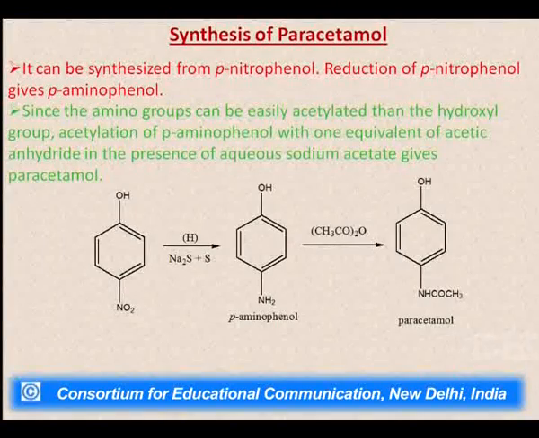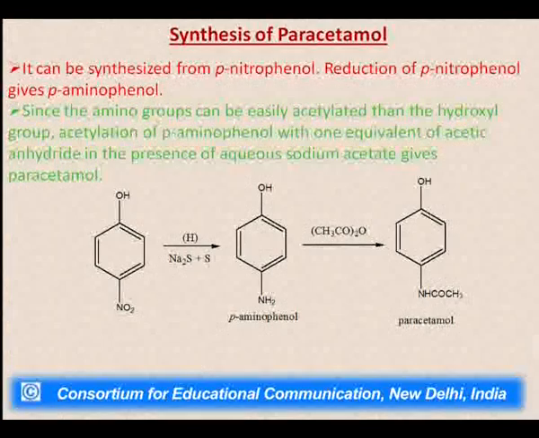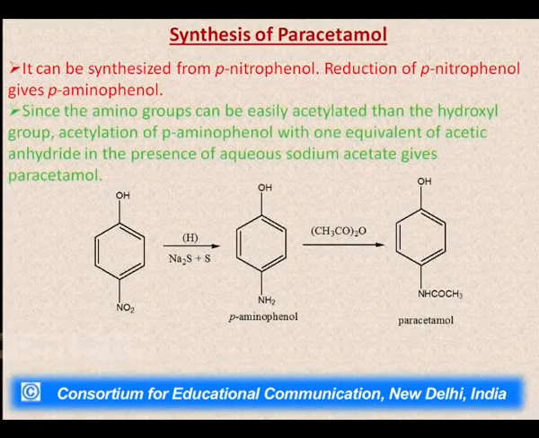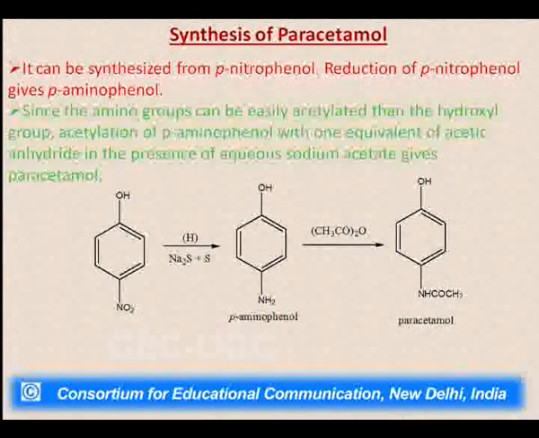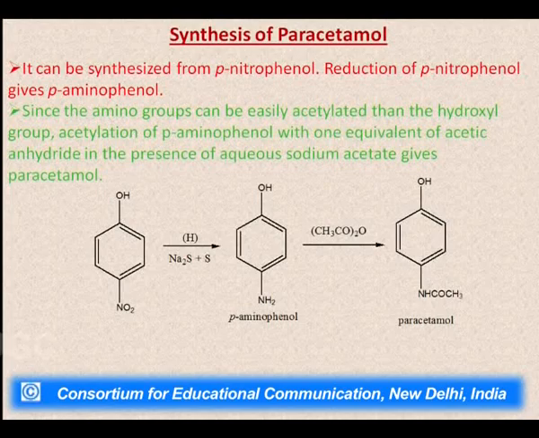Then comes the synthesis of this important paracetamol drug. It can be synthesized from para-nitrophenol. Reduction of para-nitrophenol gives us para-aminophenol. Since the amino group can be acetylated more easily than the hydroxy group, the acetylation of para-aminophenol with one equivalent of acetic anhydride in the presence of aqueous sodium acetate will give us the paracetamol.